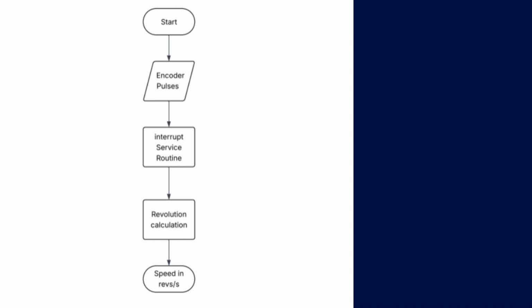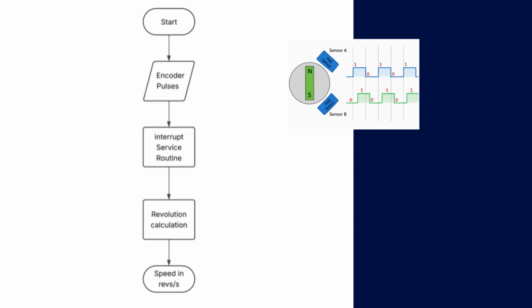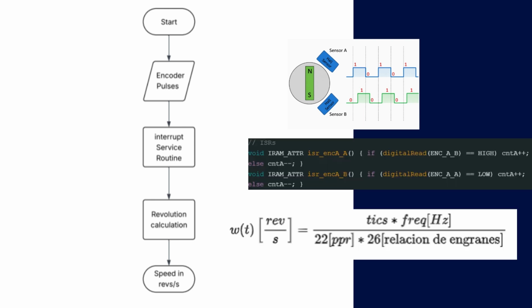The foundation of our control loop is the reporting of angular velocity from the ESP32. We implemented an interrupt service routine to count encoder pulses. By considering the gear ratio and pulses per revolution, we converted these raw signals into real-time revolutions per second. This experimental data is fed directly into our ROS2 network, providing the high-fidelity feedback necessary for the closed control loop.